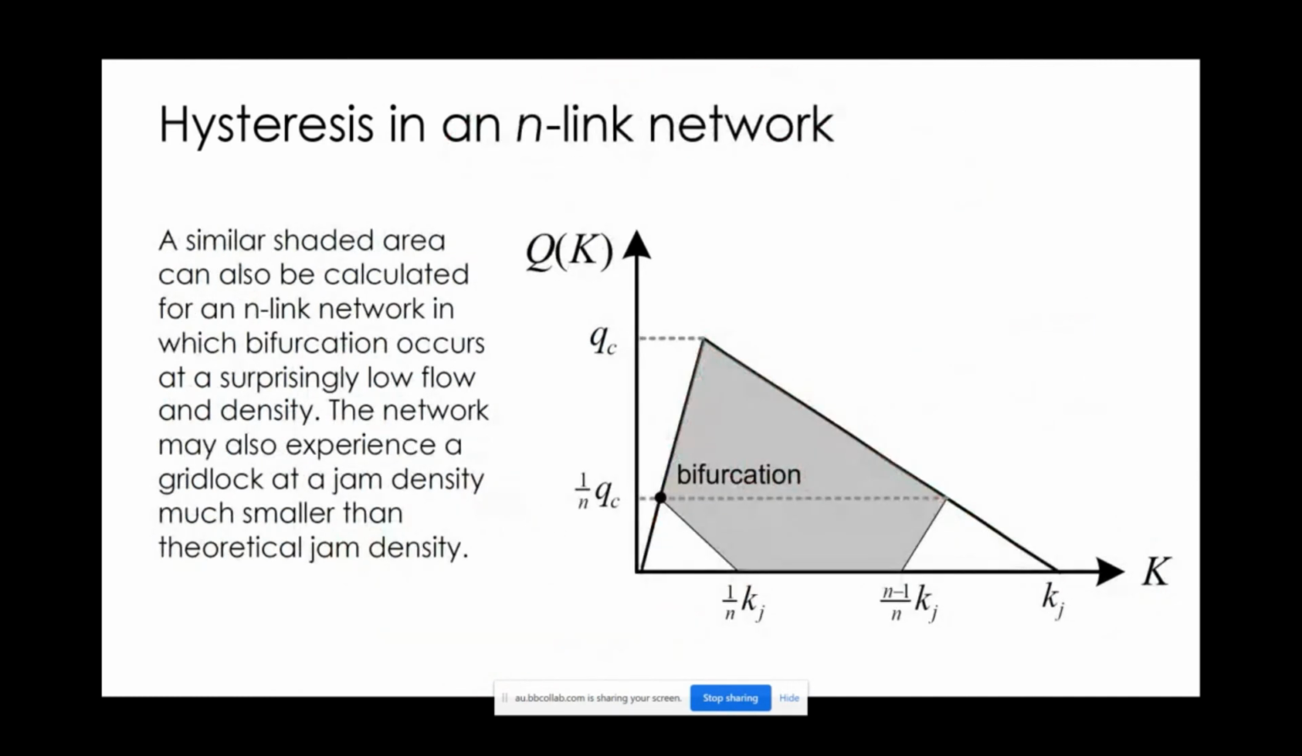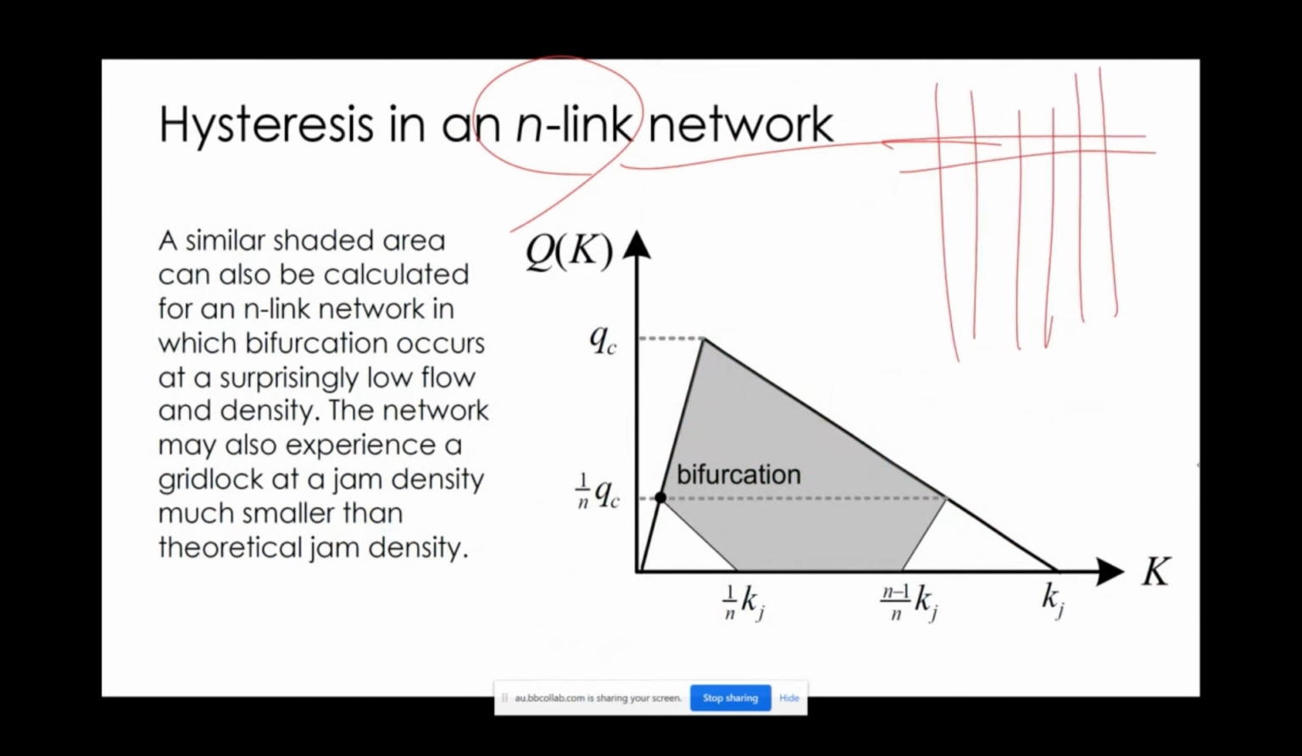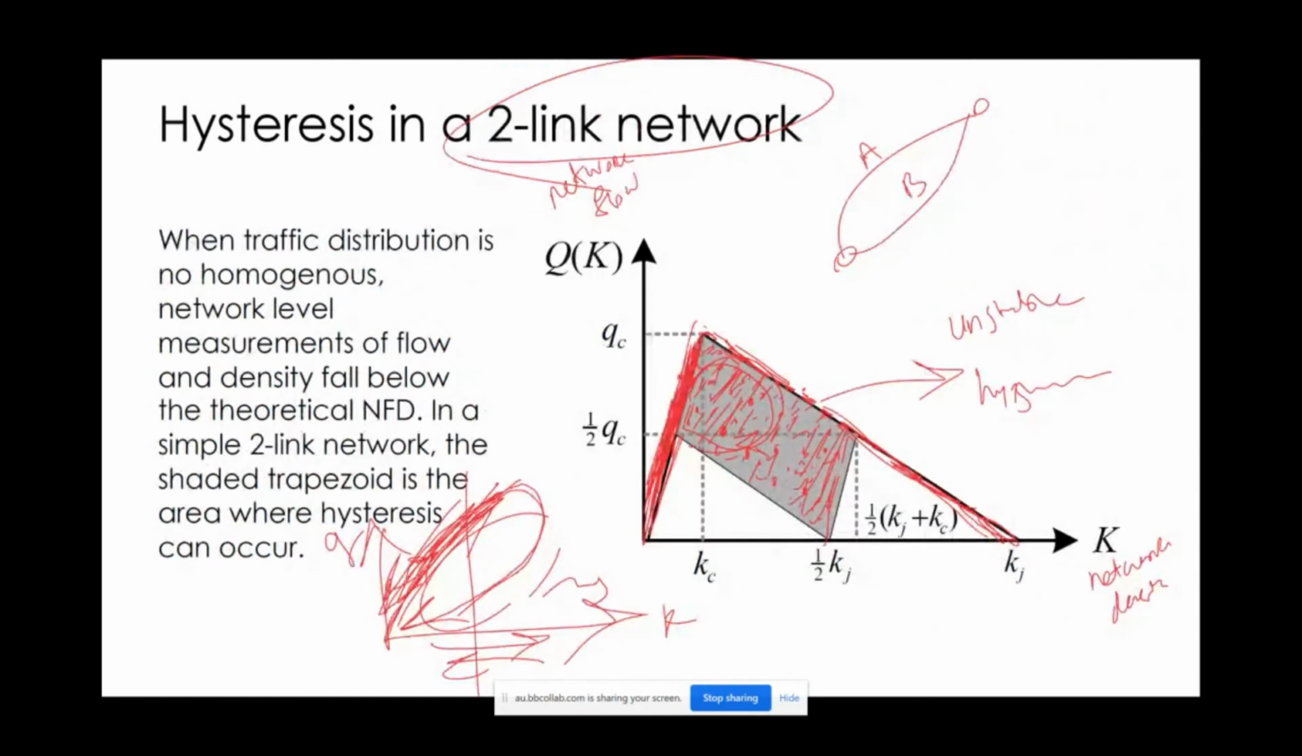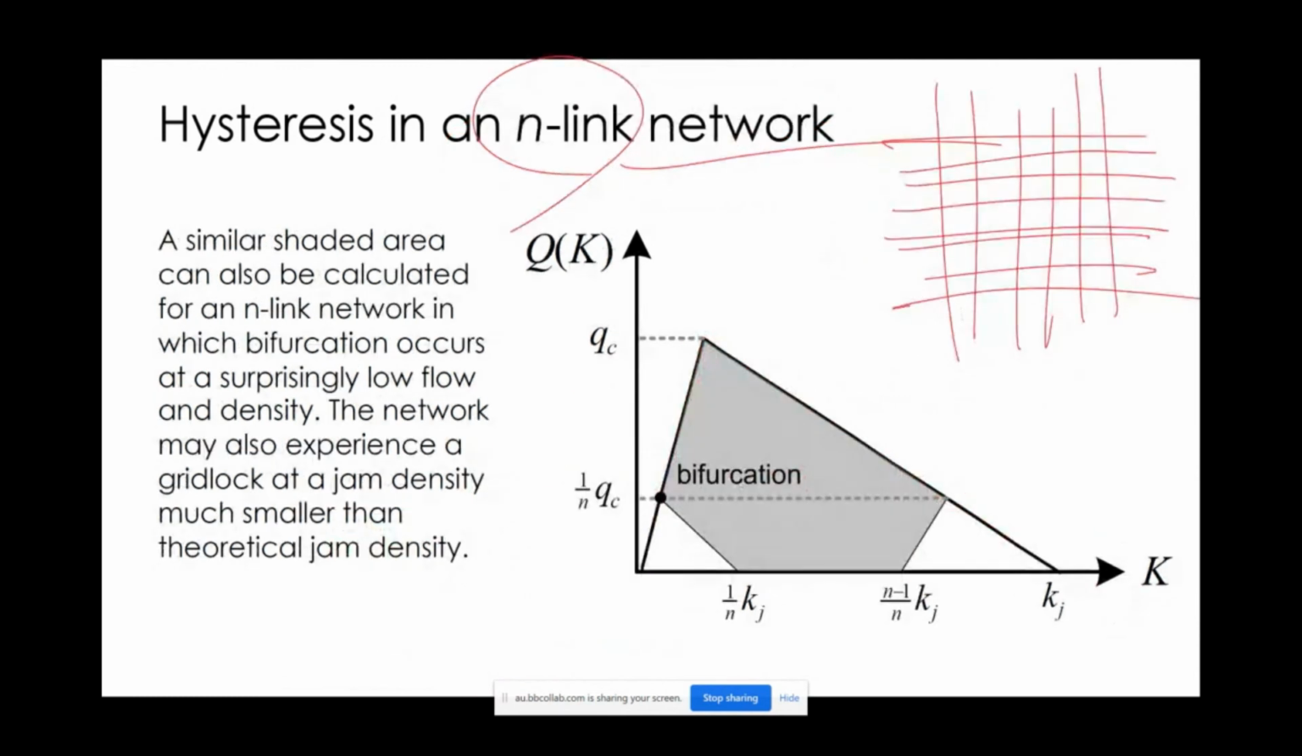Now imagine we extend this to an n-link network where we have n links. So all these calculations that I've done here, where this point of the trapezoid was half of QC, this point of the trapezoid is half of KJ, and this point is half of KJ plus KC. All of these we can derive. It's not very difficult to derive. All of this will be extended to an n-link network.